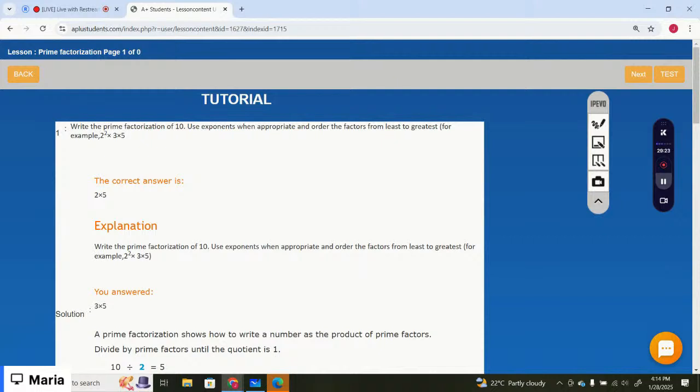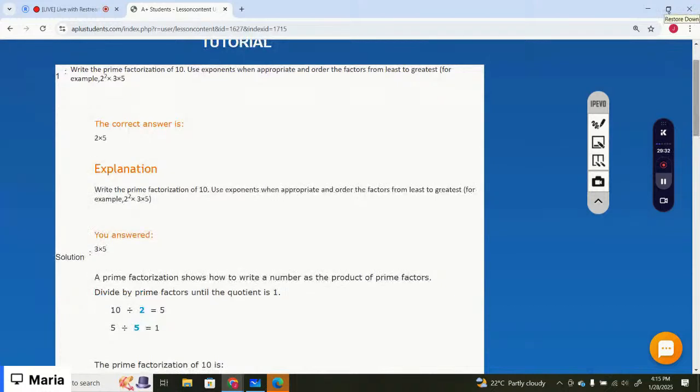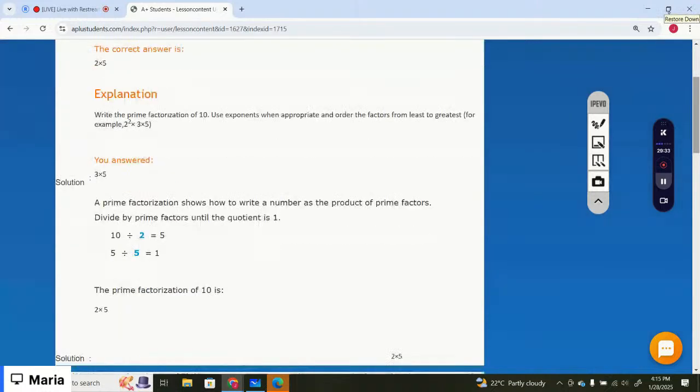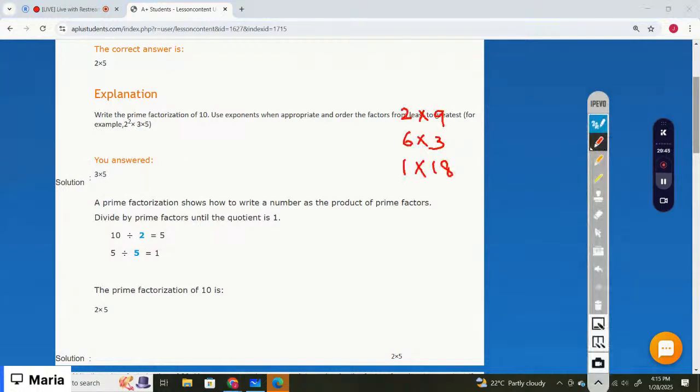So what does prime factorization mean? You can write a number as a product of all prime numbers. So the numbers you write must all be prime numbers. How do we find the prime factors? We divide the number by the prime factors until we have the quotient 1.